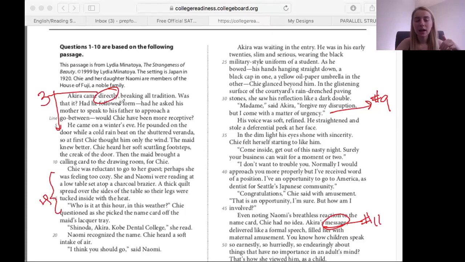Was that it? Had he followed form? Had he asked the mother to speak to his father to approach a go-between? Would she have been more receptive?